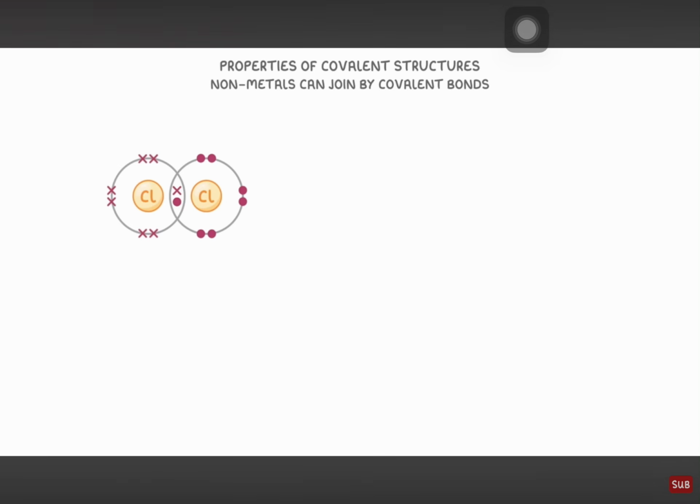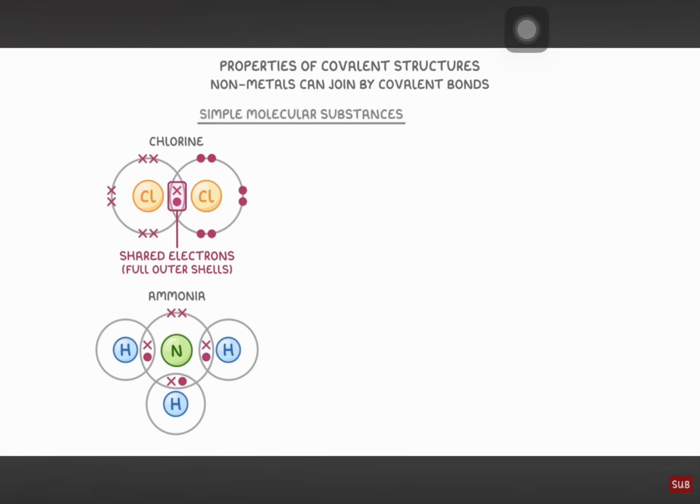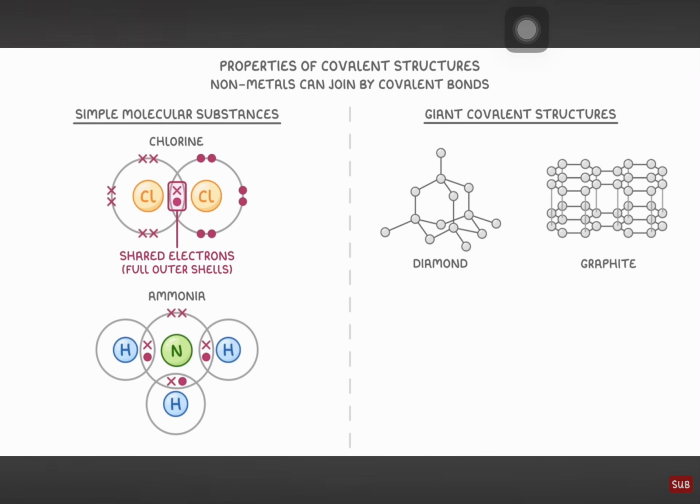that nonmetals can join together by covalent bonds, in which they share electrons so that all of the atoms have full outer shells. Sometimes this results in small molecules, such as chlorine or ammonia, and we call these simple molecular substances. In other cases though, nonmetals bond covalently to form giant covalent structures, like diamond, graphite, or silicon dioxide.